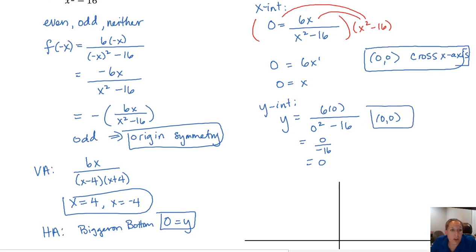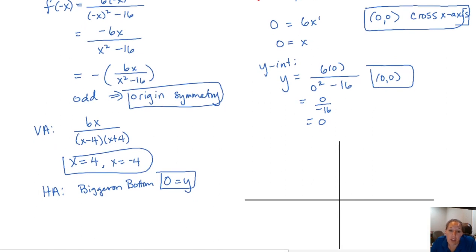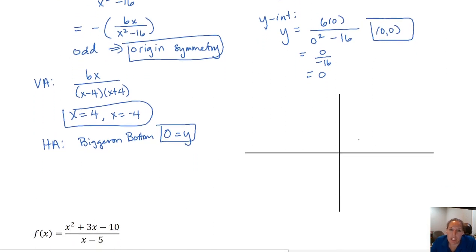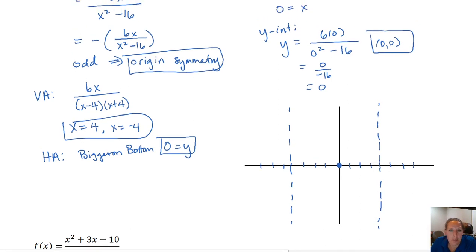And because we have a horizontal asymptote, we will not have an oblique asymptote. So let's start putting some of this together. We do have our x and y intercept at the origin. We have vertical asymptotes at plus or minus 4, so I'm going to draw a dotted line there. We have origin symmetry, so that means that across that origin, we're going to get mirror images.